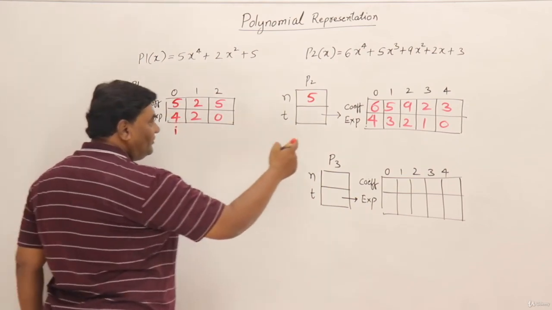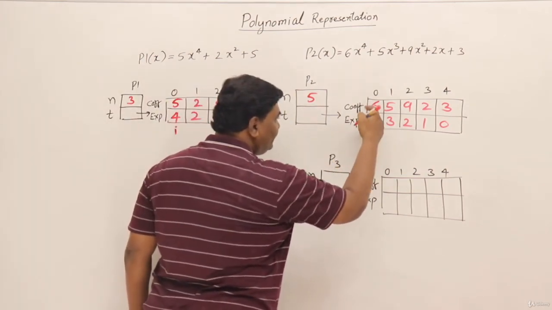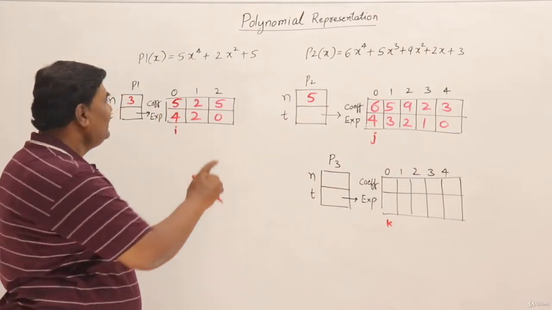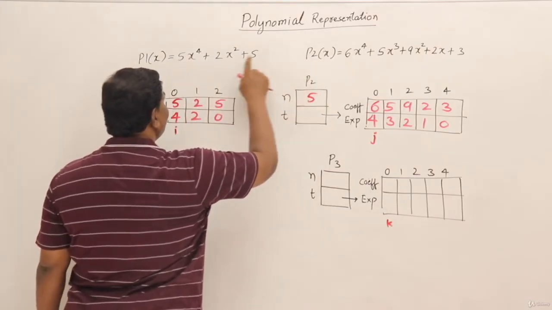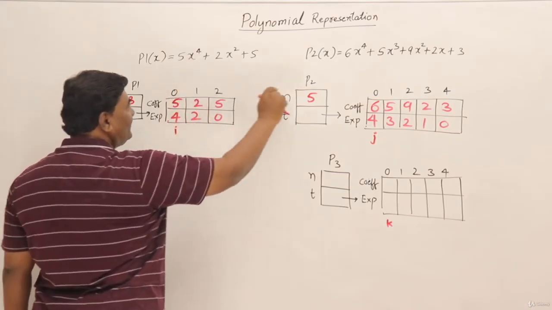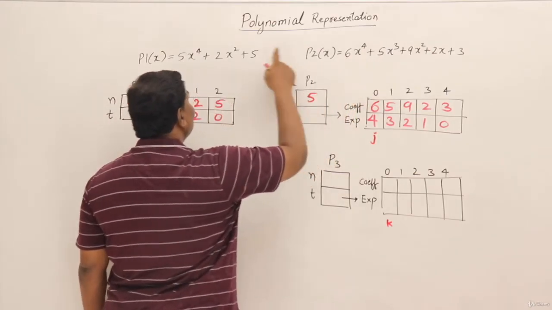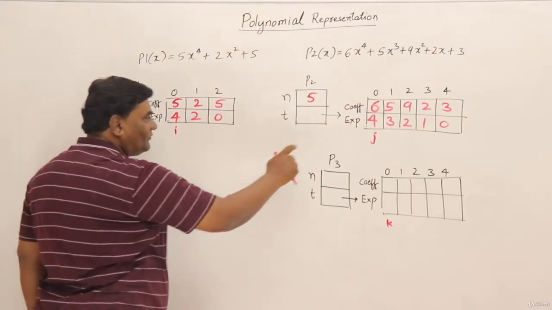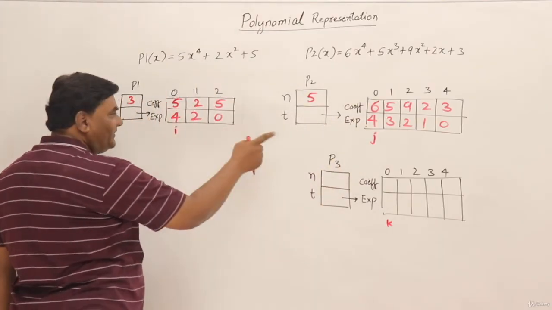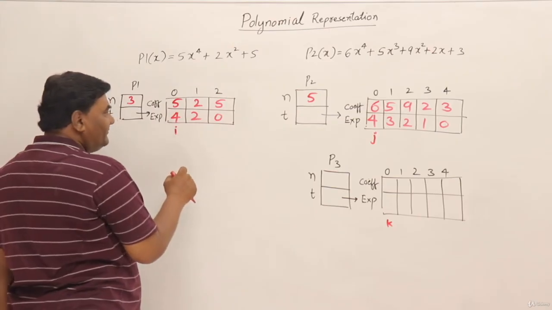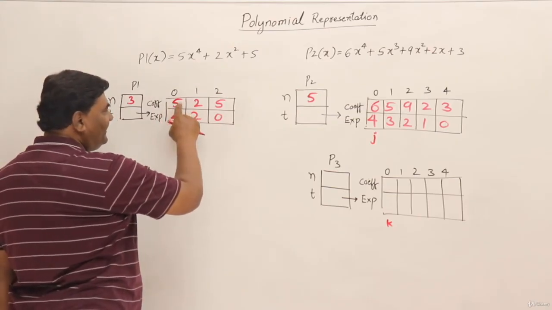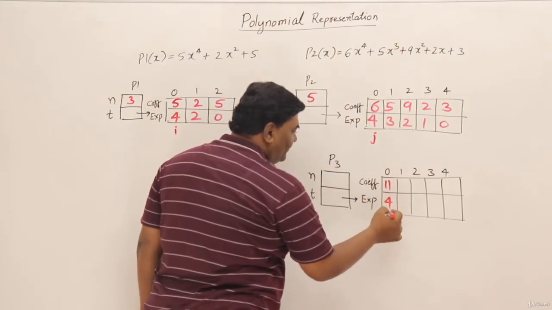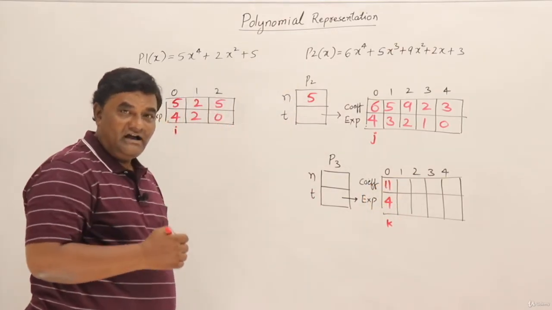I is on 0 of this one, j is on 0 of this one, and k is on 0 of this. When you add these two polynomials, the first term is x power 4. This is also x power 4. So these two will be added. What is the exponent here? 4. What is the exponent? 4. So these two exponents are the same. Powers are the same, so add these coefficients. 5 plus 6, 11. So this is 11 and the power is 4. Now the terms are added.